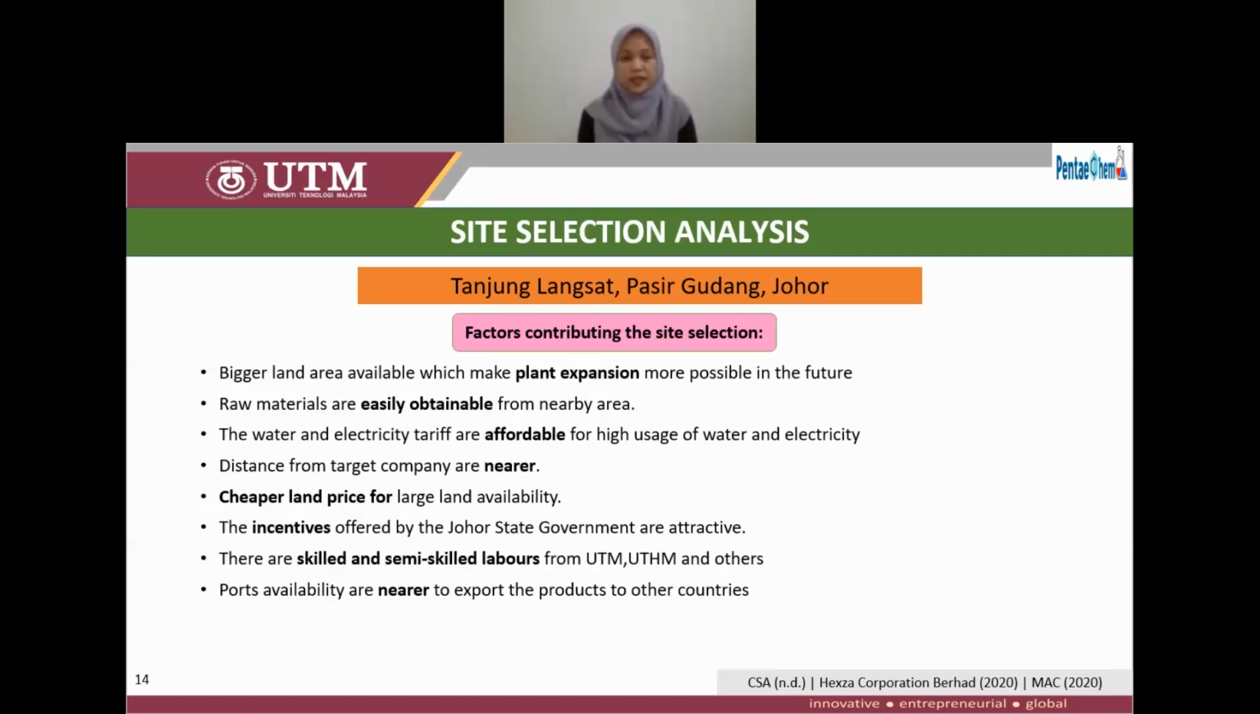The distance from target companies is the nearest, like Seamaster, Musashi Paint Sdn Bhd, and Sherwin-Williams Sdn Bhd, and the land price is cheaper for large land availability. The incentives offered by the Johor state government are attractive, like 100% exemption of tax. The next one is that there are skilled and semi-skilled labor from UTM, UTHM, and others. And then the port availability is near to export the product to other countries.